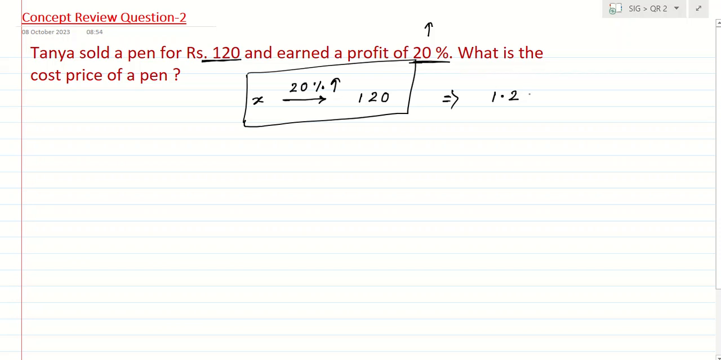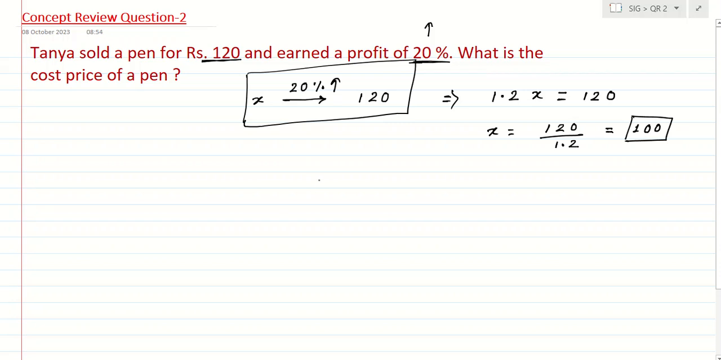1.2 times of what? Of the initial value, x equals 120. So x must be 120 divided by 1.2. How much will I get? Will I get 100? Correct, no? My answer is 100. Makes sense? Now, there is one small trick.